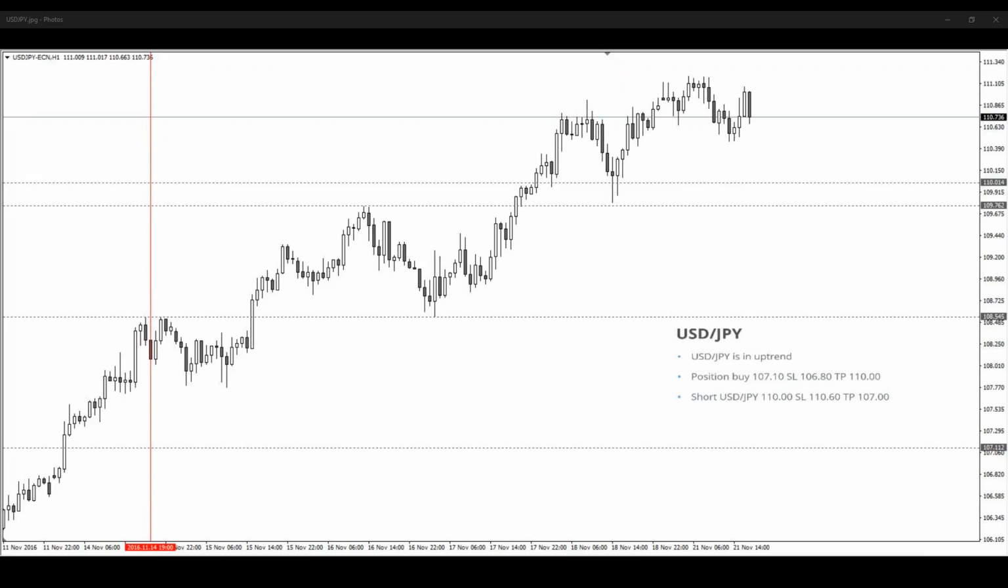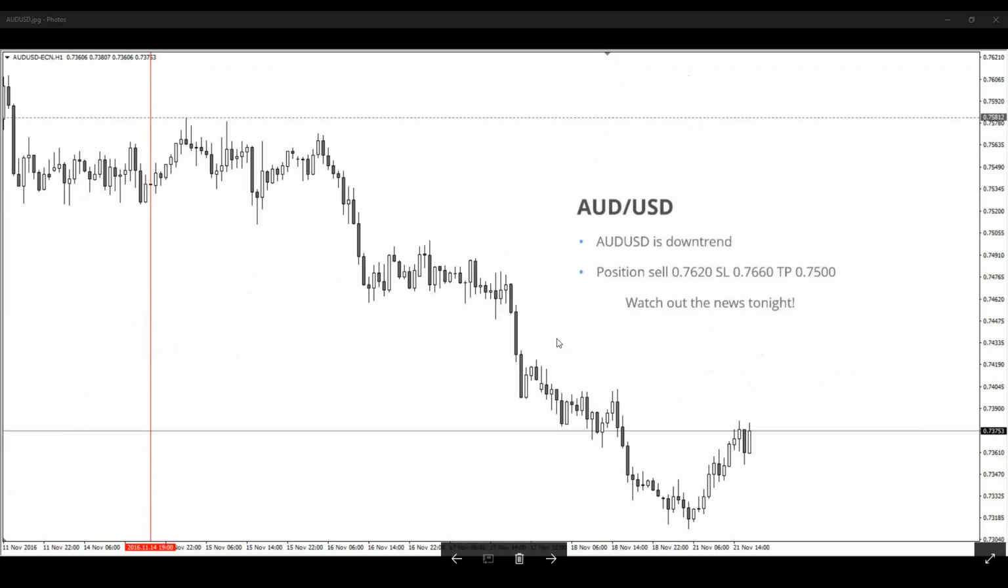One more trade setup that we also had was, let me try to find it. It was Australian dollar here, and Australian dollar also was a good pair to trade. I said sell position because it was in downtrend. Unfortunately, the pair didn't pull back to our entry.